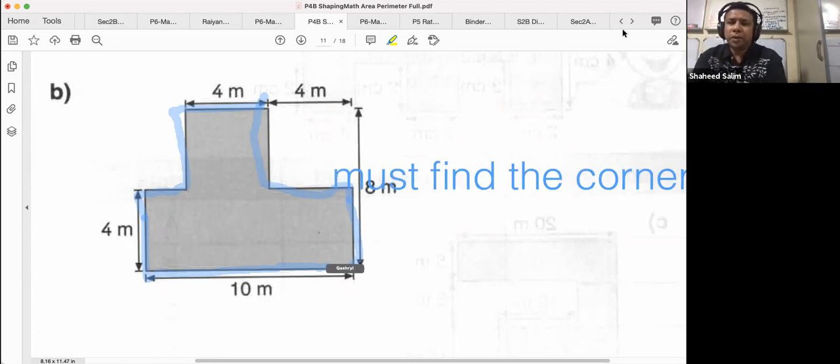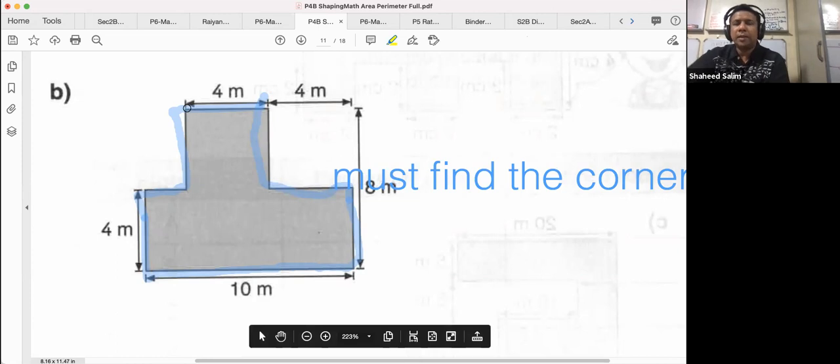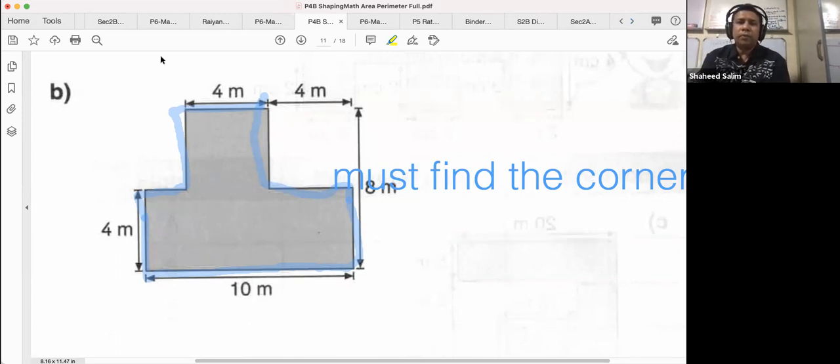Must find the what? Sorry, what have you written? Must find the corner. You must find down here, here, here, here, here, here, here. All this lah. You have to add all of them.